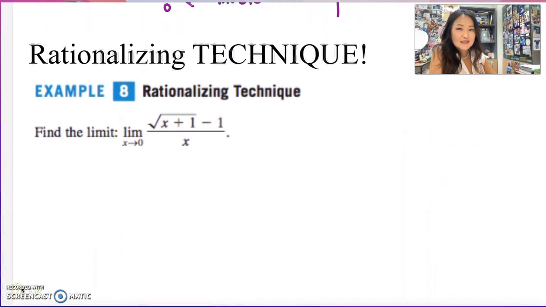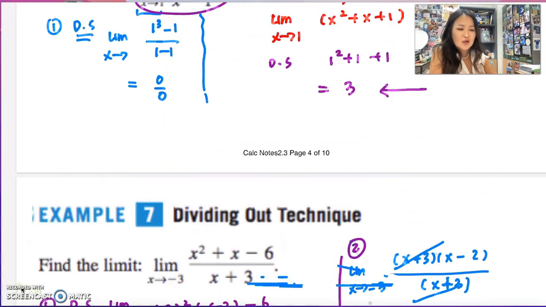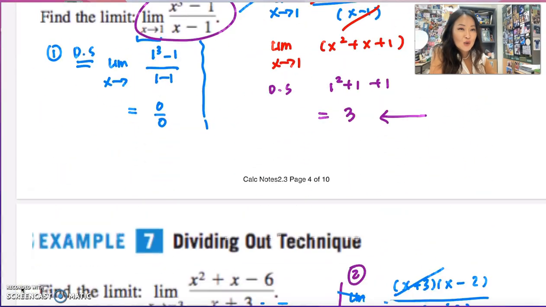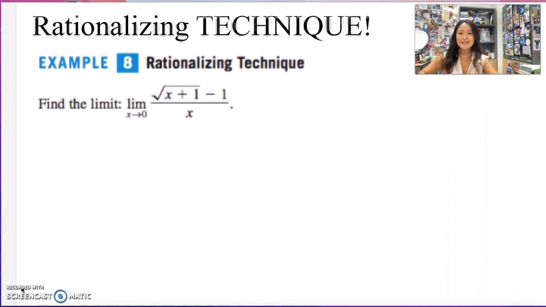Let's go to the rationalizing technique. I think I was using the wrong word here. Rationalizing. I meant simplifying, okay? Sorry about that. Rationalizing.